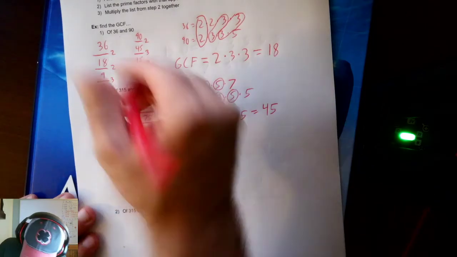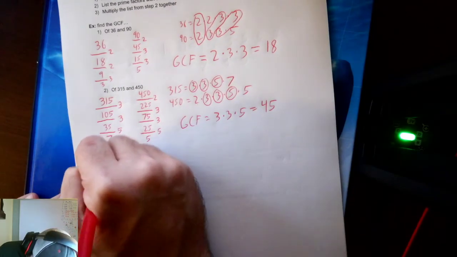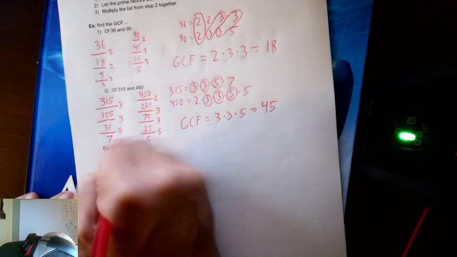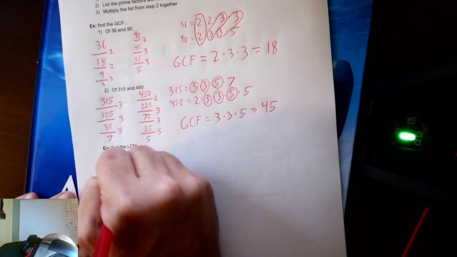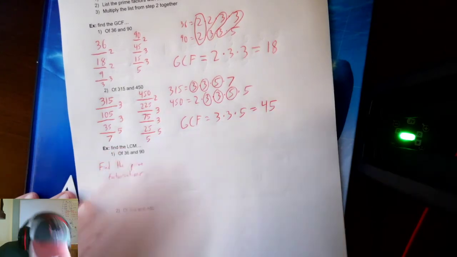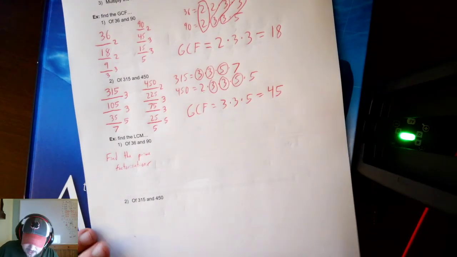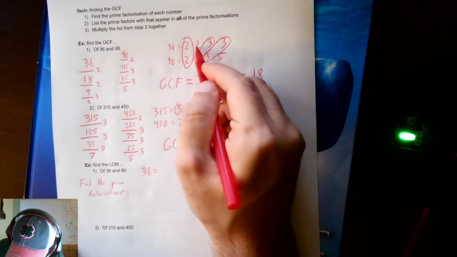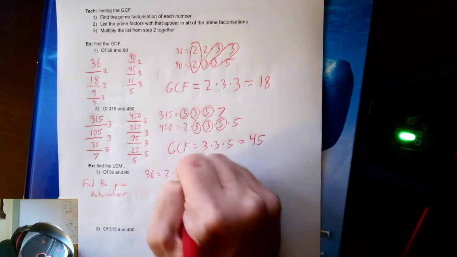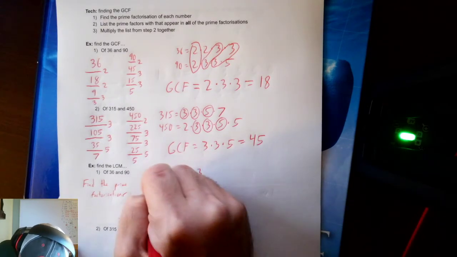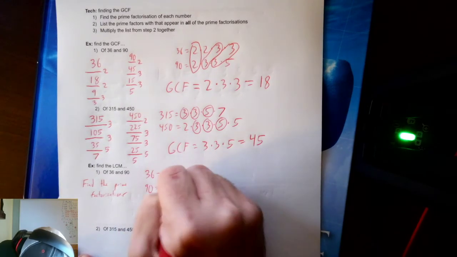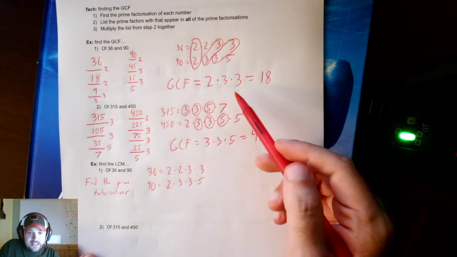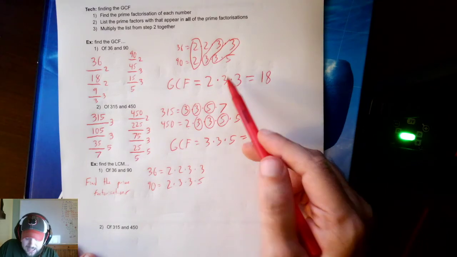The first step is find the prime factorizations. We're going to find the prime factorizations, which we already did. 36 was 2 times 2 times 3 times 3, and 90 was 2 times 3 times 3 times 5. We already found them in this step, right? No reason to do them again.